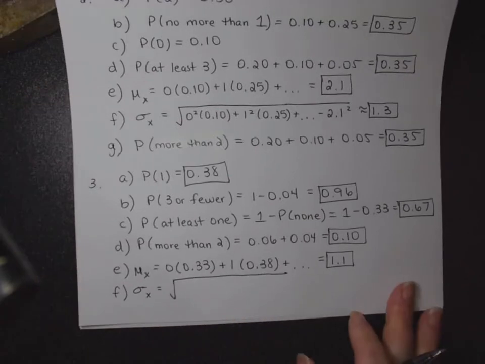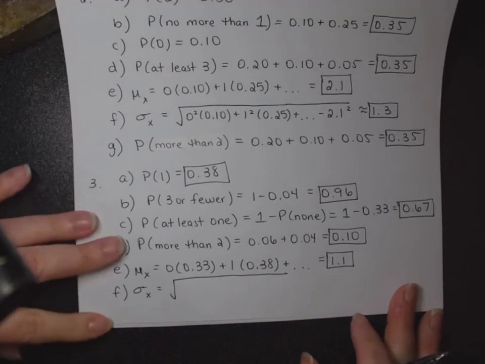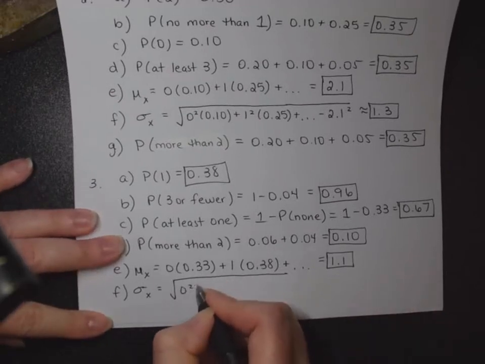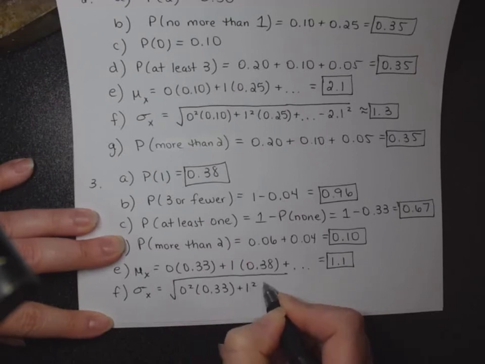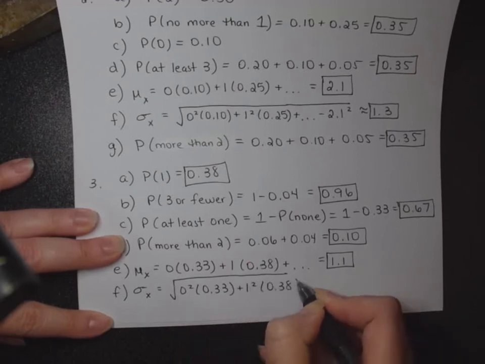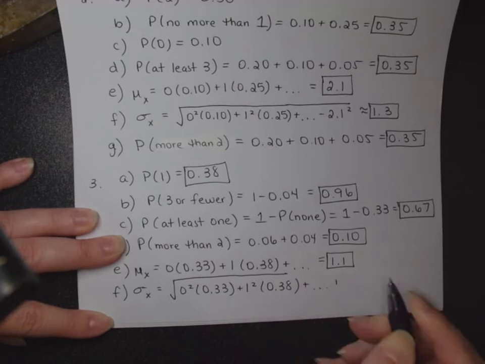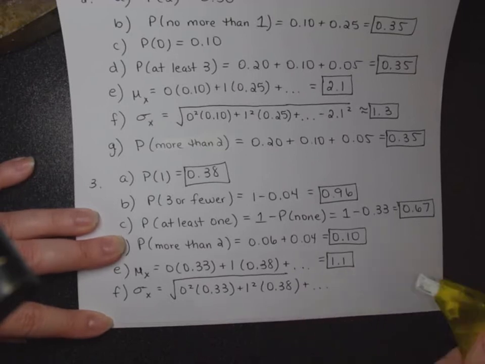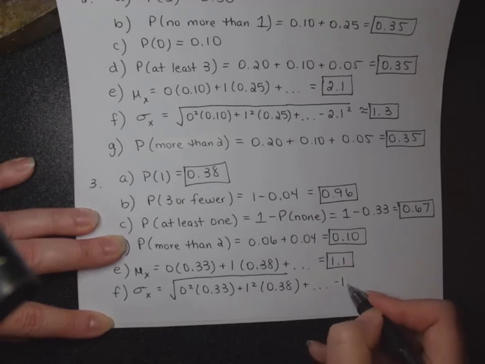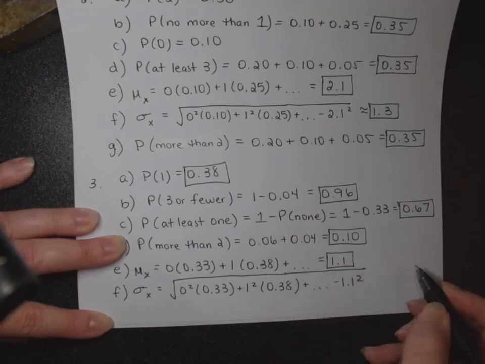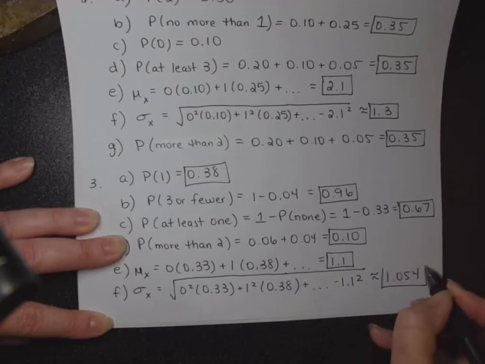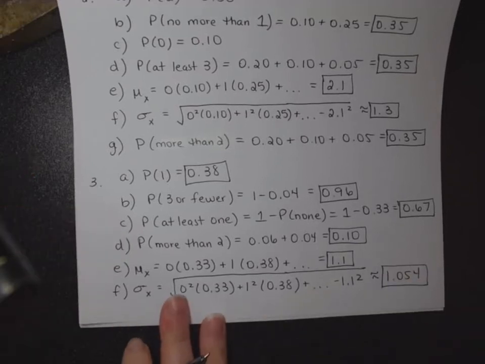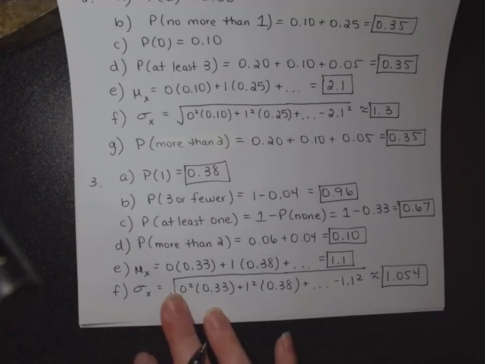All right, so part F, same as number 2. We're going to do it all in one fell swoop. So value squared times its probability, plus next value squared times its probability, all the way up. And then at the end, remember, we subtract off the mean squared. So you should end up with about this. Remember also that standard deviation is describing how far out we're going to go from the mean. So remember that for what we do later.